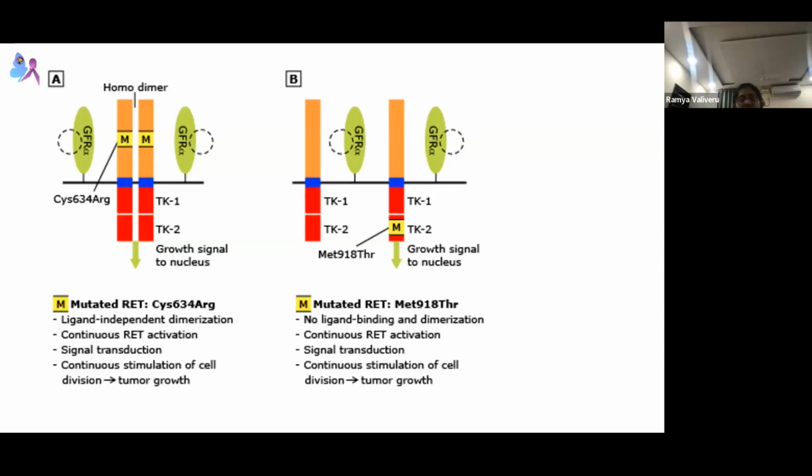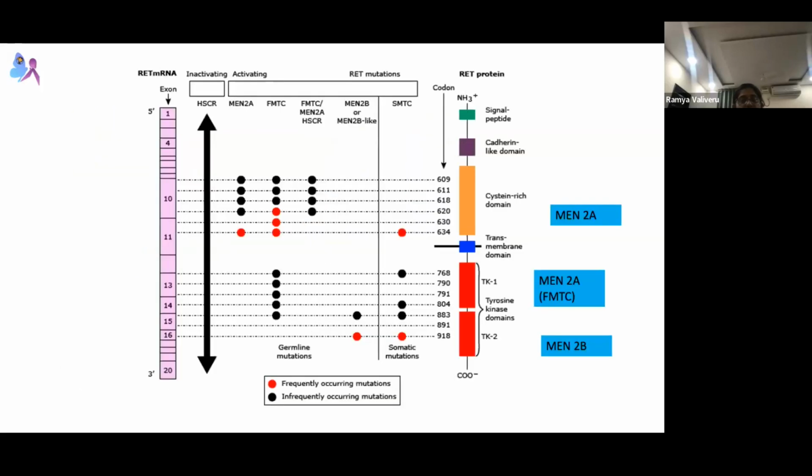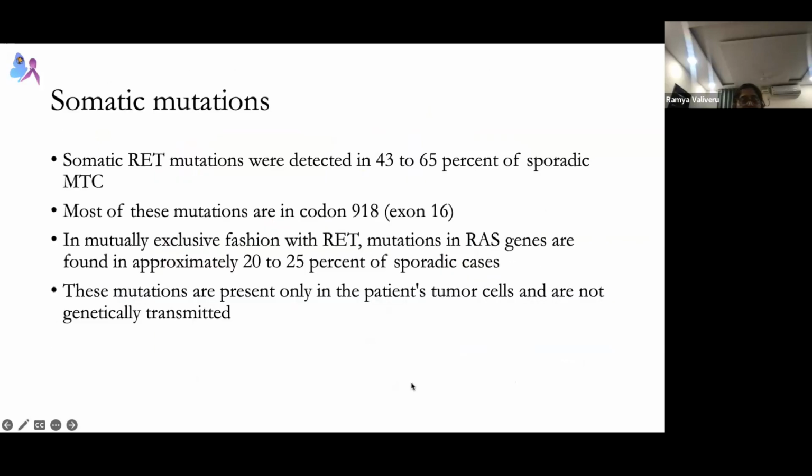That's not tyrosine, it's threonine, methionine to threonine. Okay, this is how we're going to represent it. So cysteine-rich domain and TK1 domain are MEN2A, and TK2 domain is predominantly MEN2B.